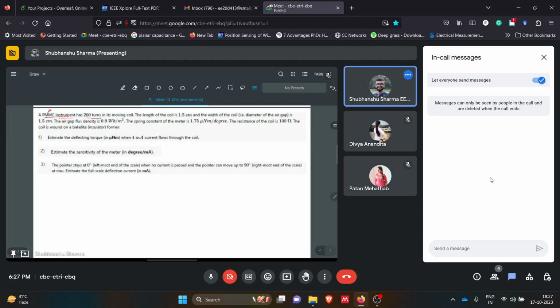So this question talks about a PMC moving coil instrument with 200 turns, and they have given the length and width of the coil also, 1.5 centimeter. The air gap flux density is 0.9 Weber per meter square, and the spring constant is also given. The resistance of the coil is 100 ohms. The coil is wound on a bakelite former, that is an insulator. So the first question: estimate the deflecting torque.